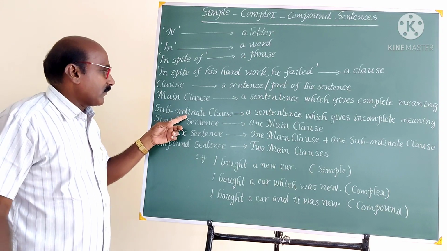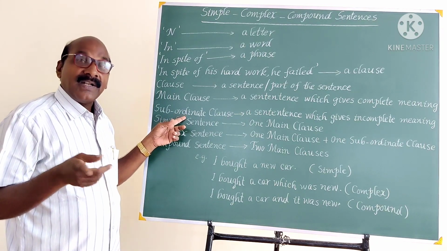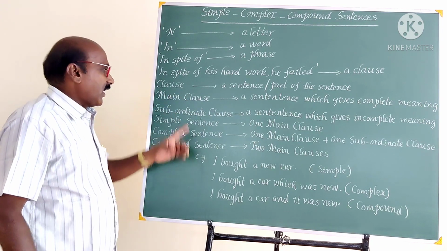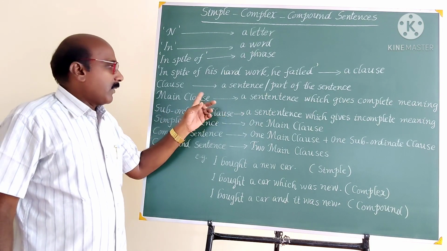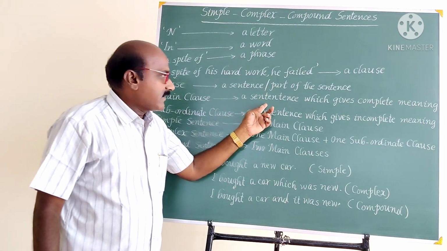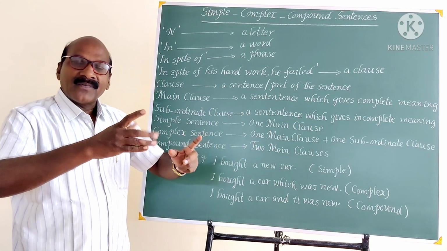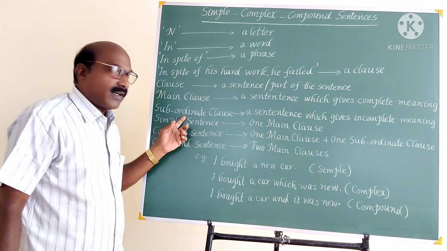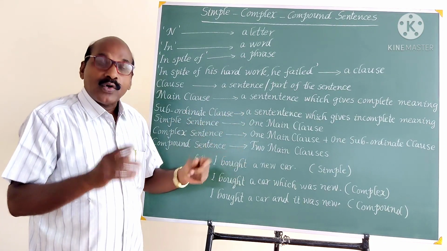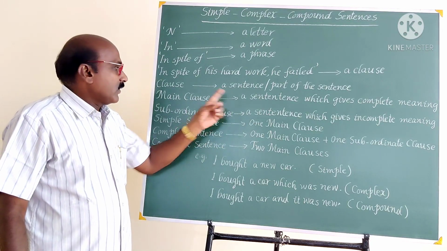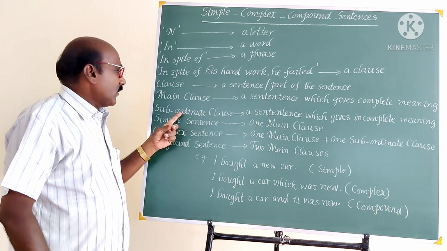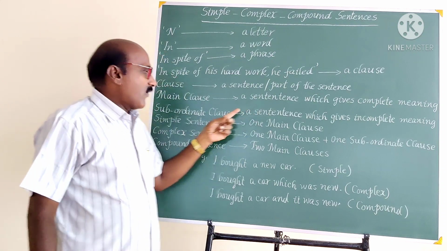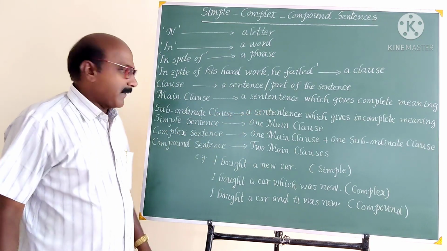Whereas the subordinate clause is also known as dependent clause, because the subordinate clause always depends upon the main clause. Anyhow, what is main clause? Main clause is nothing but a sentence which gives complete meaning, full meaning. Whereas the subordinate clause is a sentence which gives incomplete meaning.